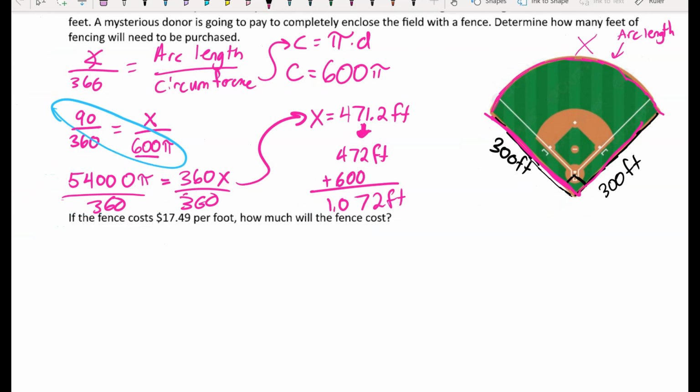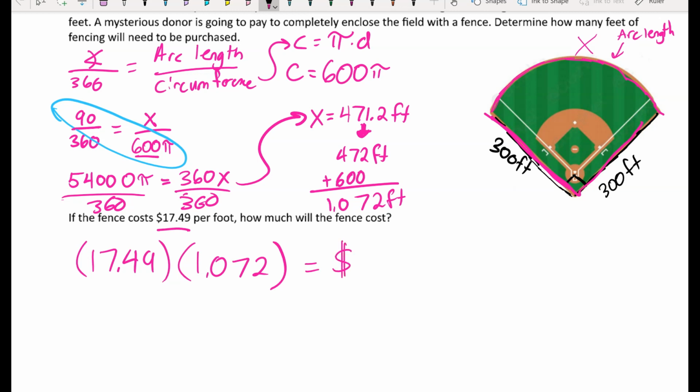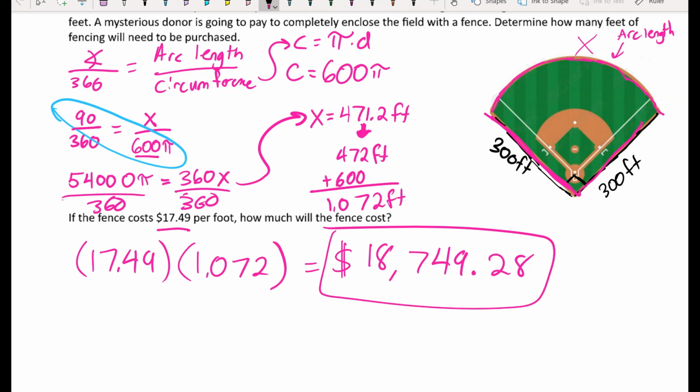Now, let's say the fence costs $17.49 per foot. How much will the fence cost when I buy it for the entire baseball field? Well, that's the cost per foot. I can just take the cost per foot and multiply it by the number of feet that I'm going to need. And again, when I type that into my calculator, I find that the total price is $18,749.28. And remember, for money, we should always be rounding to 2 decimal places if we need to round it off.